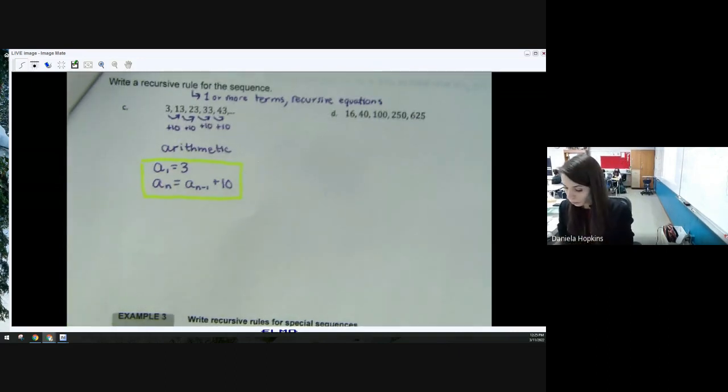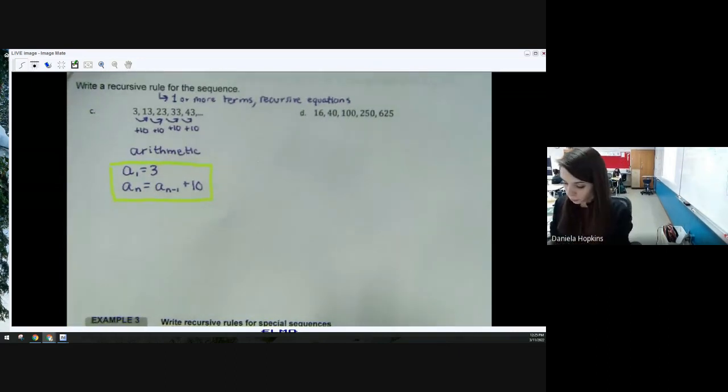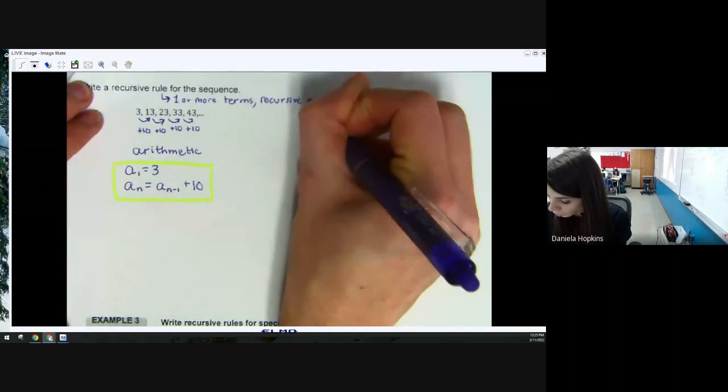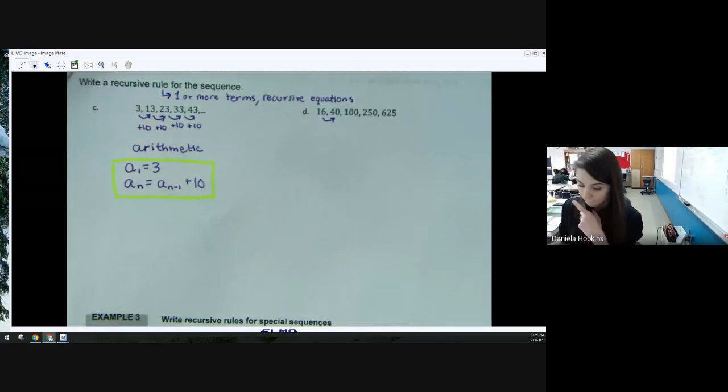All right, let's look at part D, which really should be part B. How would you go from 16 to 40? This one's trickier.